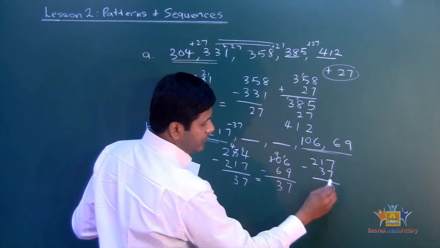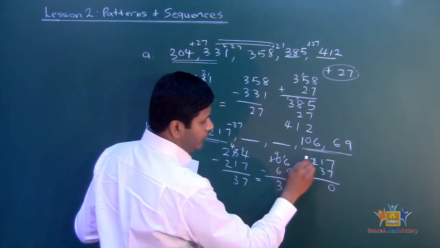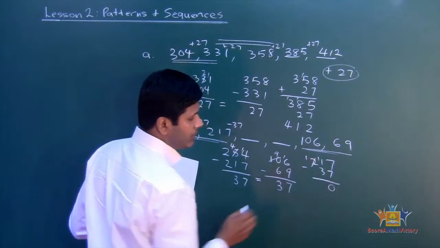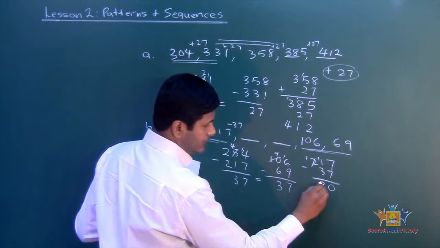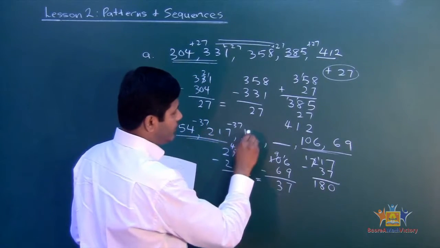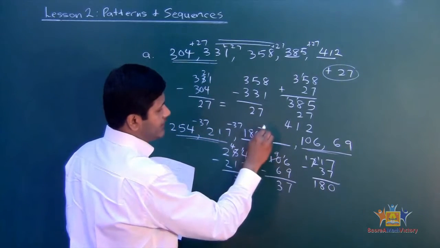7 minus 7 is 0. 1 minus 3, I can borrow from 2. 2 becomes 1 and 1 becomes 11. 11 minus 3 is 8. And then bring the 1 down. So it becomes 180. And then minus another 37.